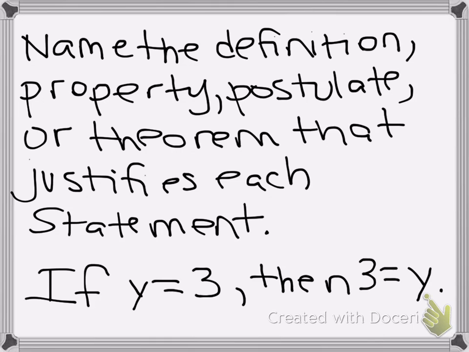The next couple of problems we're going to look at are going to give us a statement, and we're going to either need to name a definition, property, postulate, or theorem. These are going to come from your key concepts packet for chapter 2, so you're going to have those with you when you take the quiz. Here we're looking at the statement, if y equals 3, then 3 equals y. Notice all they did was switch the 3 on the side of the equal sign, and that's going to be known as the symmetric property.